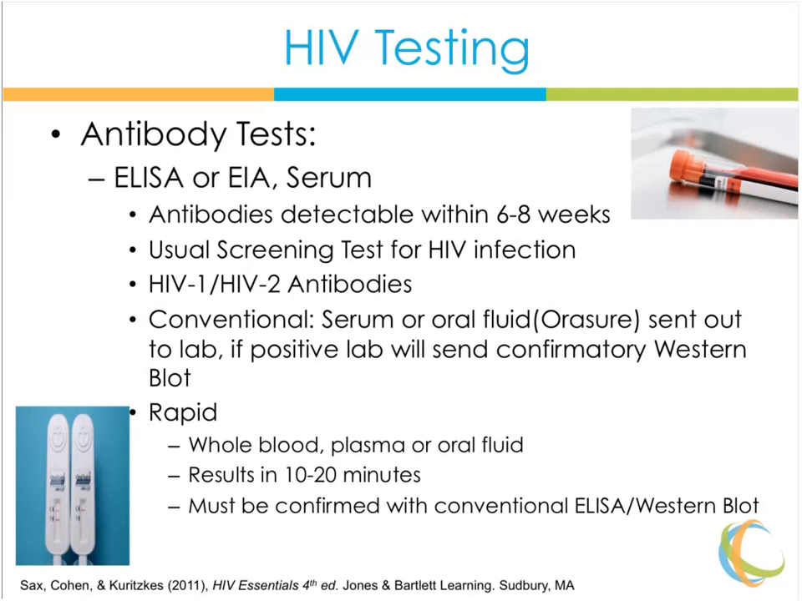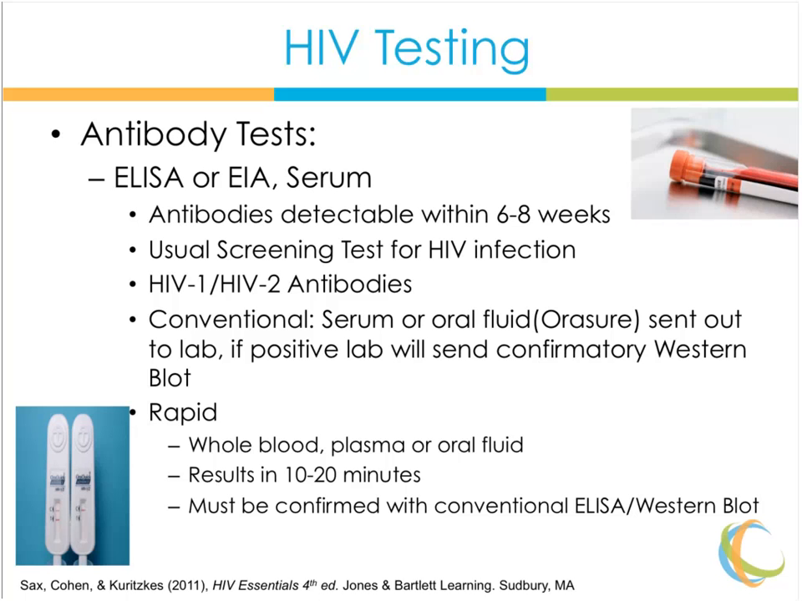Now, let's talk a little bit about the different types of HIV testing that is available. The first type of HIV testing is a very common one that you likely are all familiar with, and this is the antibody test, either in the form of an ELISA or EIA, and in a serum form. Antibodies, remember, are detectable within about 6 to 8 weeks of initial infection. This is the usual screening test for HIV infection, and many of the tests look for HIV 1 and 2 antibodies. The conventional way is through serum or oral fluid that is sent out to a lab.